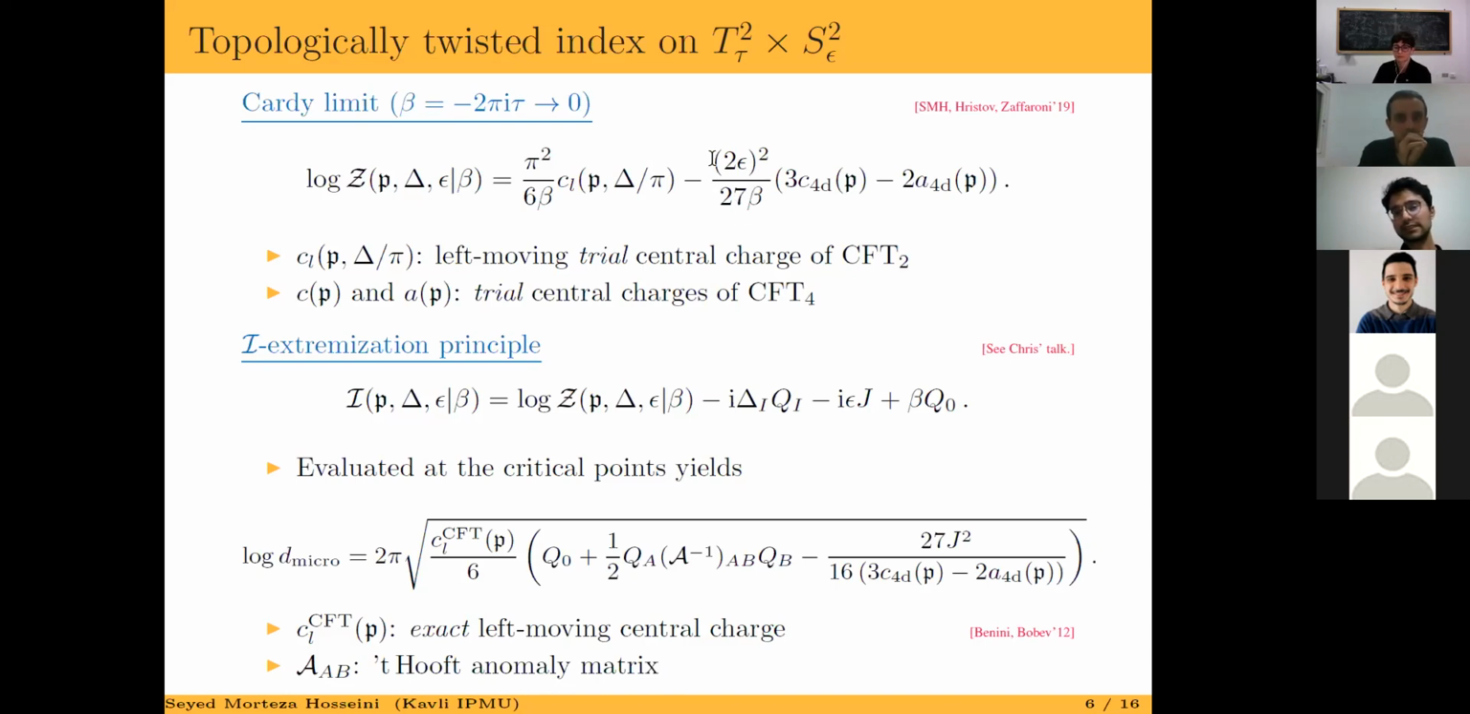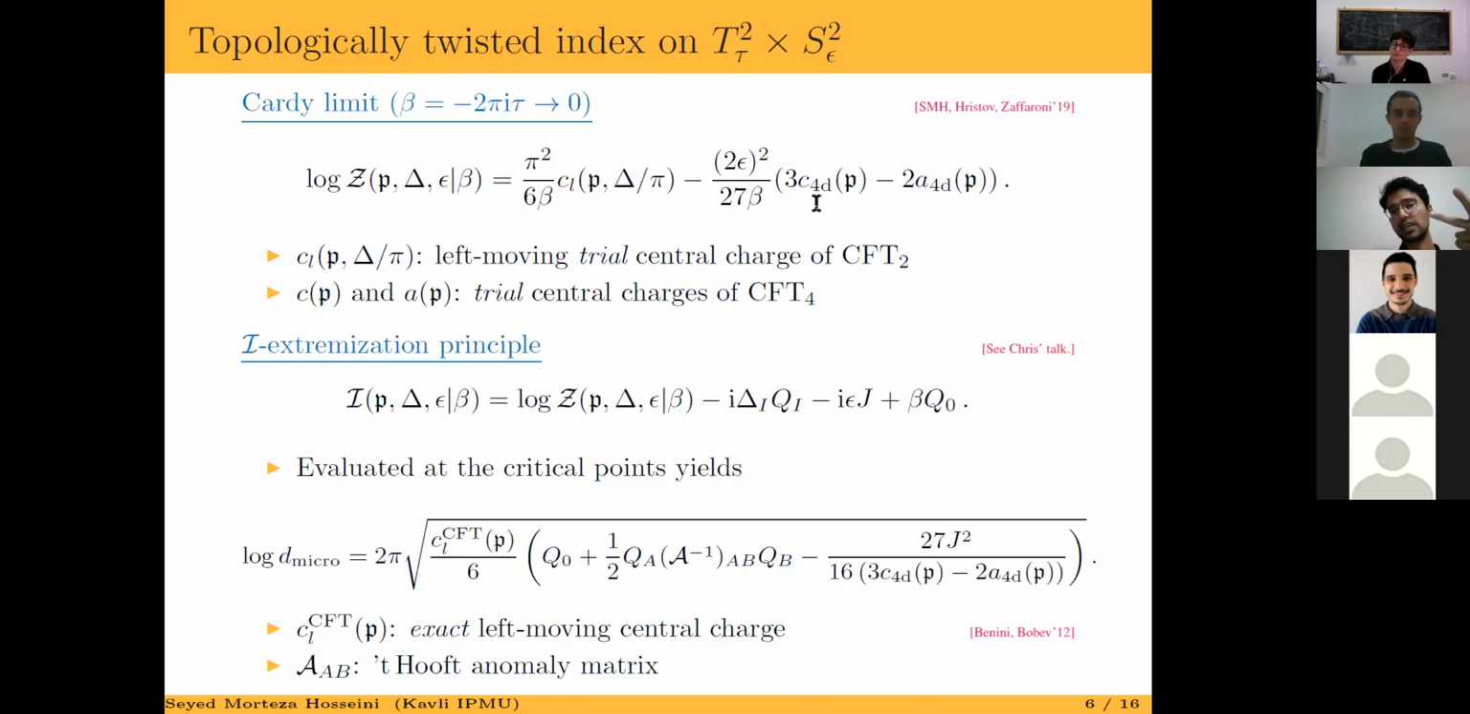And you can see the second term is not really familiar to the 2-dimensional CFT per se. It depends on a combination 3C minus 2A. These are the 4-dimensional C and A central charges of the field theory, the N=1 SCFT. And these are trial with the mixing parameter P. For example, for N=4 super Yang-Mills, where you have SU(4) R-symmetry, the Cartan is U(1) cubed. So you can turn on 3 magnetic fluxes, call them P1, P2, and P3.